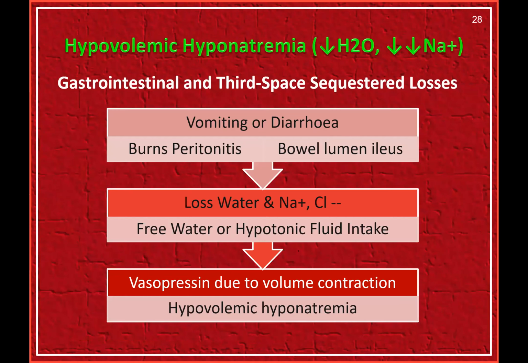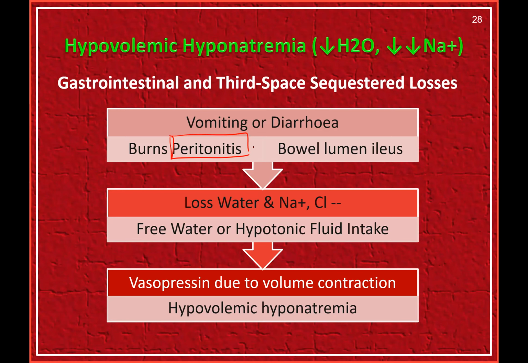Okay. Now we go to hypovolemic hyponatremia. Both sodium and water are decreased, and sodium is decreased more. Gastrointestinal and third space losses, step by step. Vomiting or diarrhea, a history of vomiting or diarrhea, or there are burns, or there is peritonitis, or there is bowel lumen ileus, which means fluid is sequestered in the bowel lumen. Burns and peritonitis are two conditions. Burns are separate from this one.